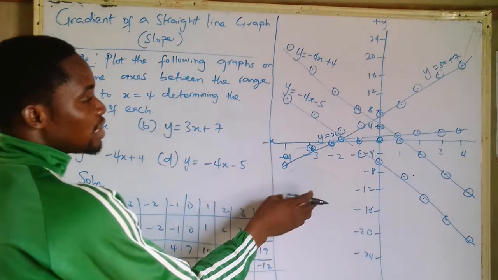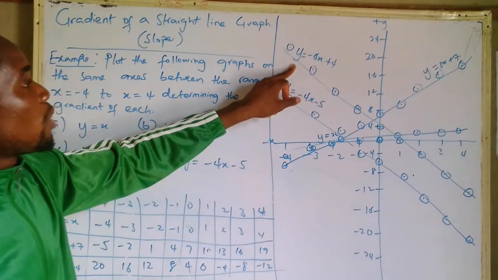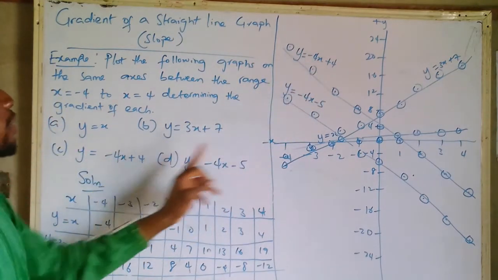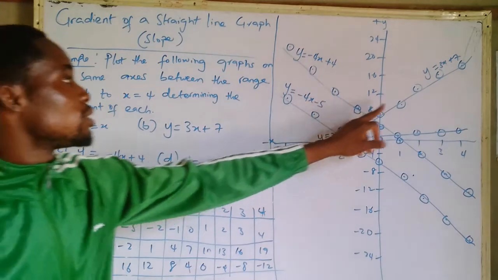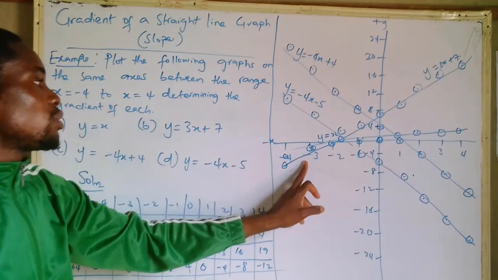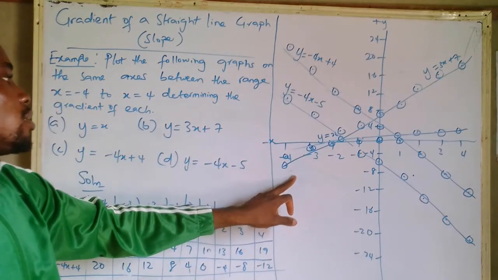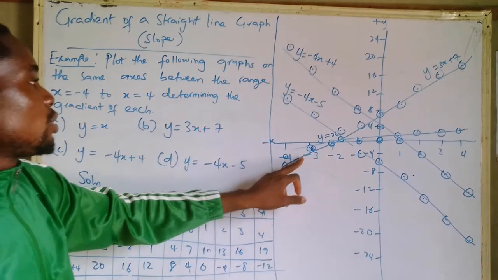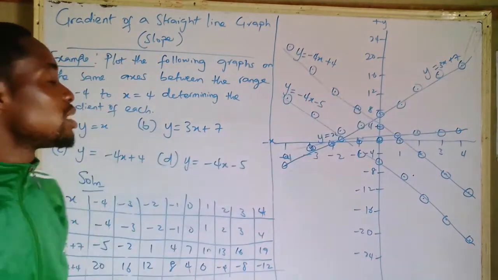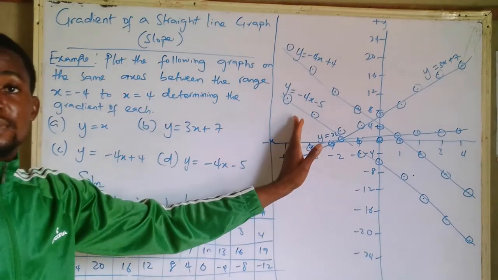Okay, so now this is all what we have here. Now after plotting, we have this as my y equals minus 4x plus 4, which is number C. We have this as number D, we have this as our B, and we have this as A. This first one here is y equals x, and this one here is y equals 3x plus 7. Now that's the graph. Take your time to plot the graph very well.